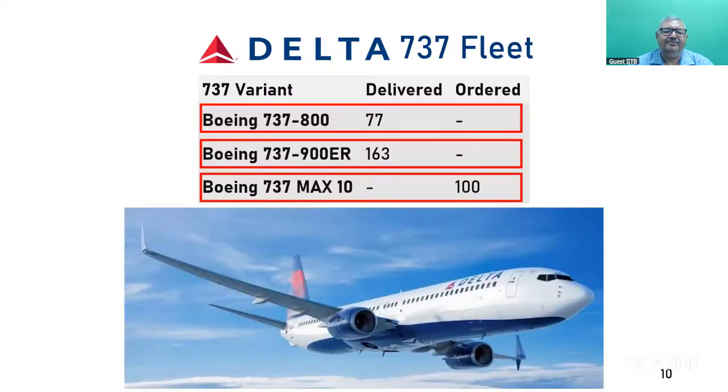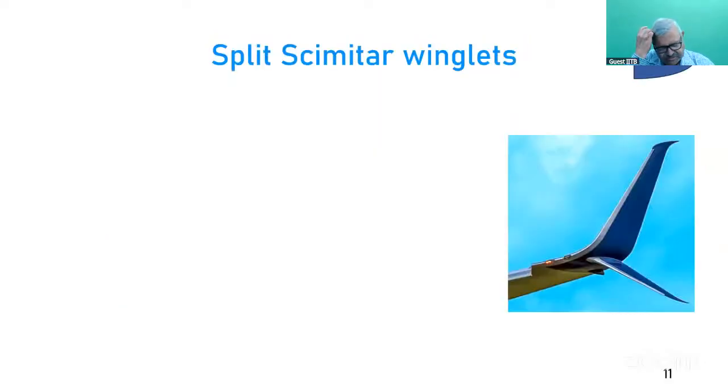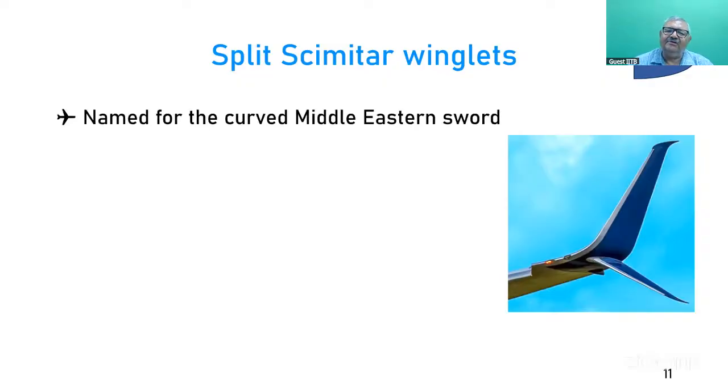But if you look at Boeing 737 MAX 10, of which 100 have been ordered but not delivered yet, they are going to come with this split scimitar winglet. So what exactly is this winglet and why this name? A split scimitar winglet, as I mentioned, is the one which has got two distinct pieces. So they are named after a curved Middle Eastern sword called scimitar.